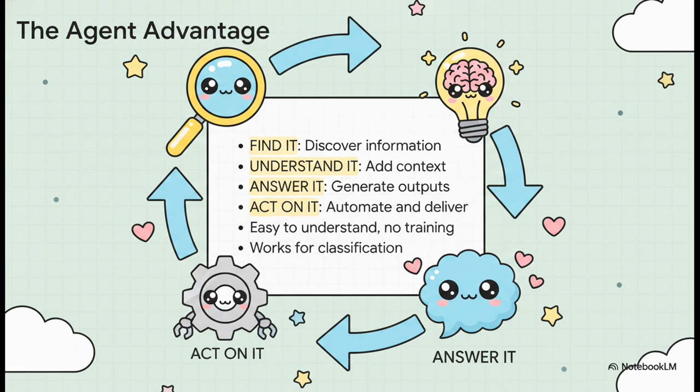Well, it really boils down to a dynamic 4-step loop. Think about it. Agents don't just sit there passively waiting for you to type the perfect prompt. They actively find the right information. They understand it by adding all the necessary context. They answer by generating reliable outputs. And crucially, they act on it to actually automate workflows. It's really less like a simple calculator and much more like having a proactive intern.